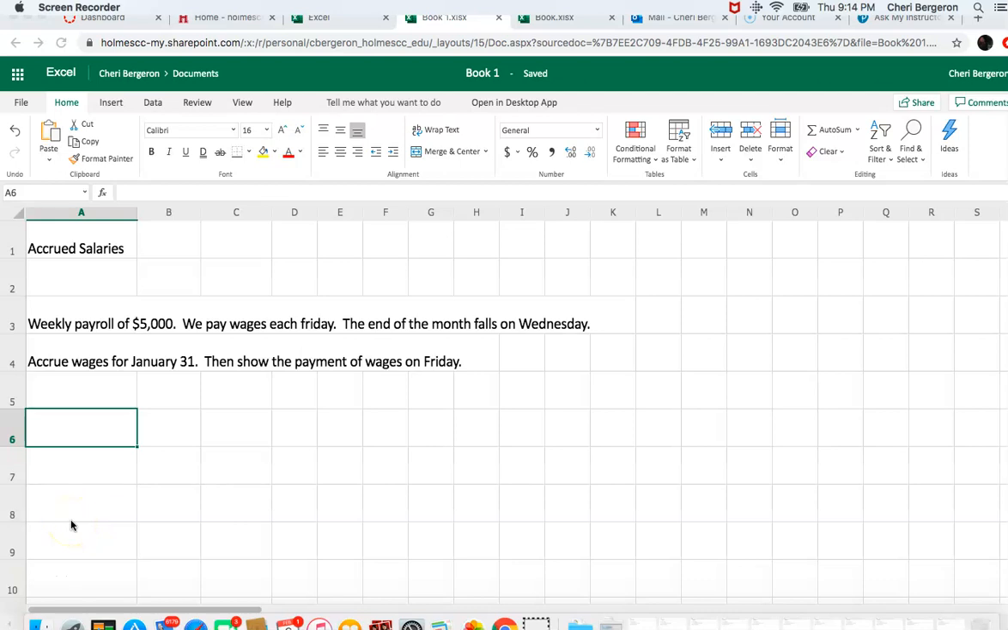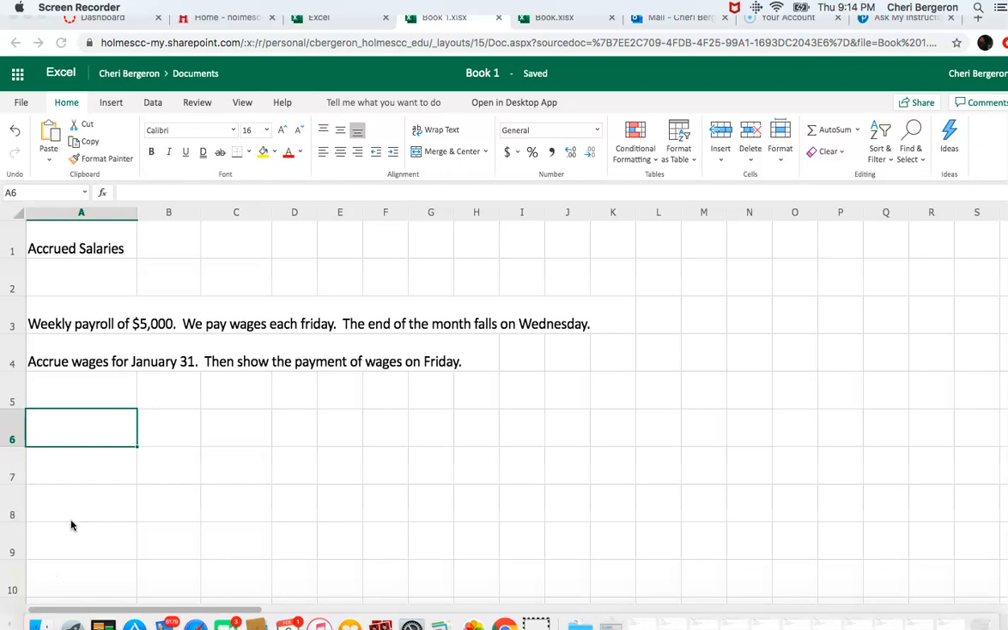Okay, I want to talk about how to journalize an accrued salary or an accrued wages problem. So typically what it's going to tell you is that you have weekly payroll of a certain amount, and that's for a 5-day work week, and that you pay wages each Friday. That's just a normal setup for these problems. And then it's going to tell you when the end of the month falls, and it's going to ask you to accrue the wages for that month end and also to show the subsequent payment.